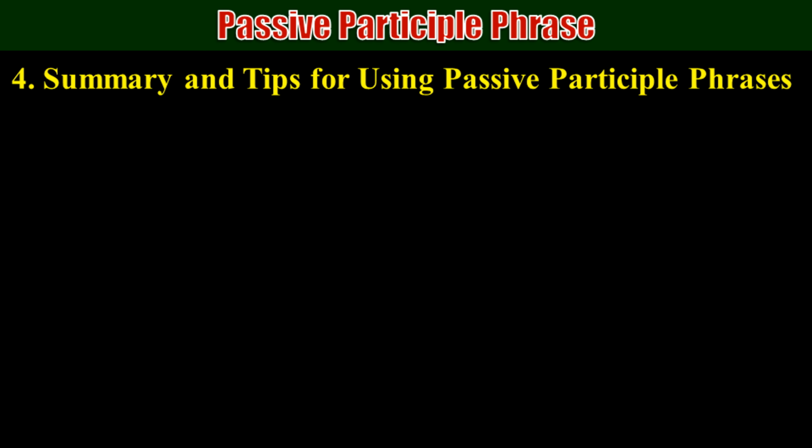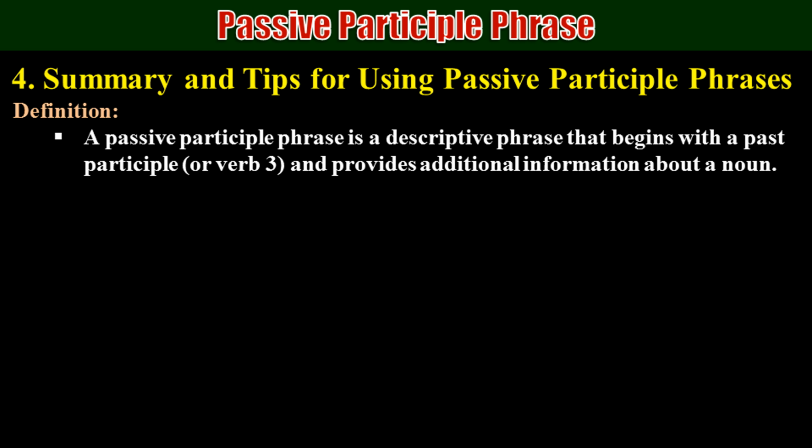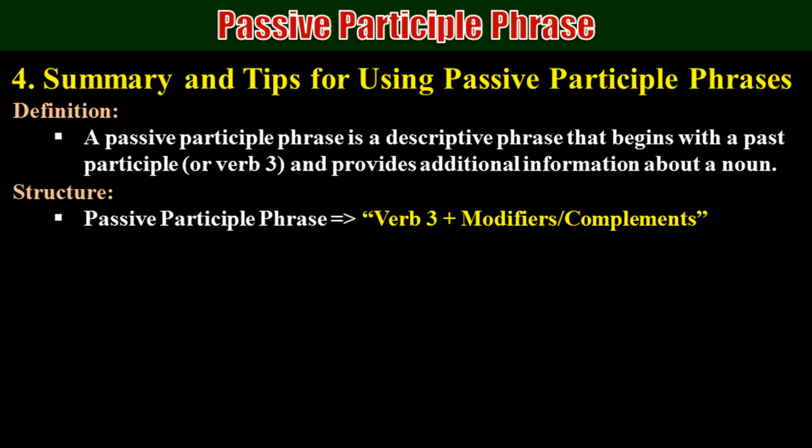Summary and tips for using passive participle phrases. Finally, this is number 4. 1. Definition. A passive participle phrase is a descriptive phrase that begins with a past participle, or verb 3, and provides additional information about a noun. It often indicates that the noun is the recipient of an action. 2. Structure. Passive participle phrases are formed by verb 3 plus modifiers and complements. These can include adverbs, prepositional phrases, or other words that complete the meaning of the participle.